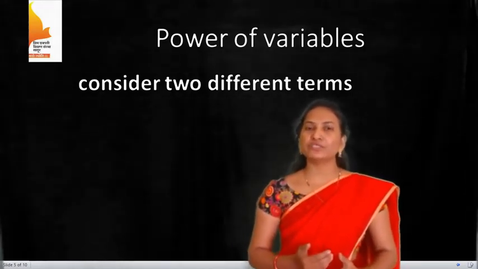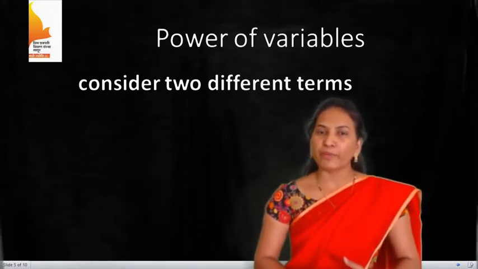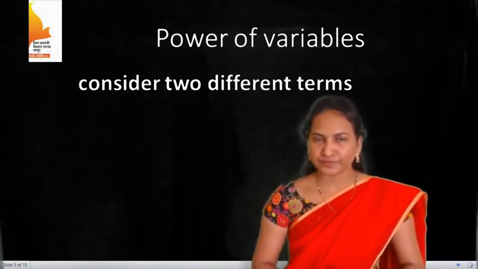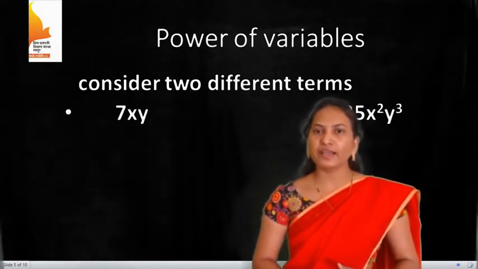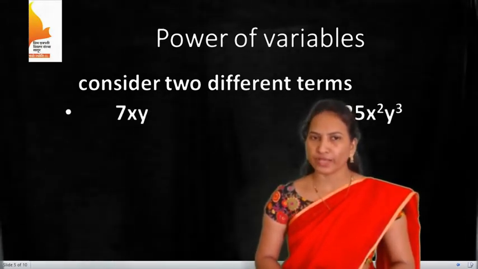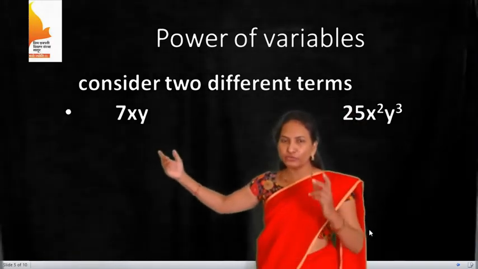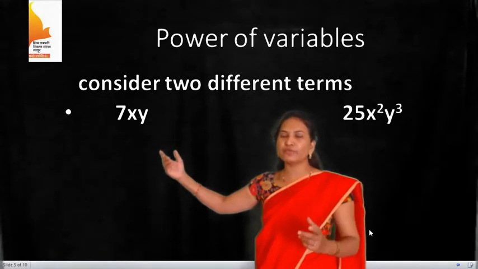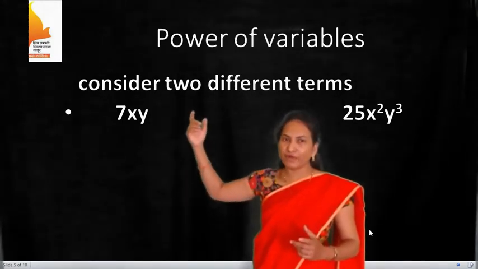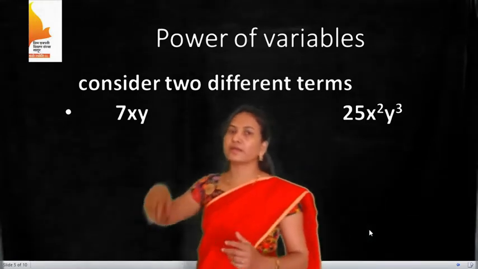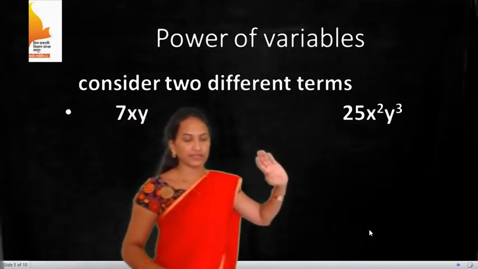But before starting the types of variable, first of all, we need to know the power of a variable. So here, consider two different terms, 7xy and 25x square y cube. In the 7xy, x and y, two variables are here, and what is the power of x? Here power of x is 1 and power of y is 1. Here power of x is 2 and power of y is 3 in this example.